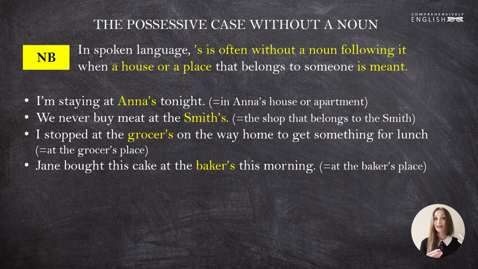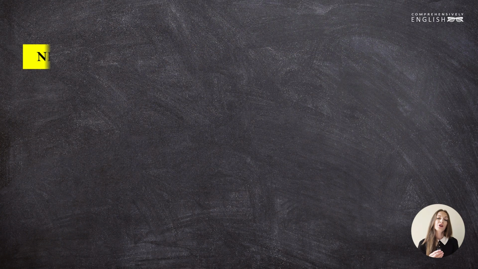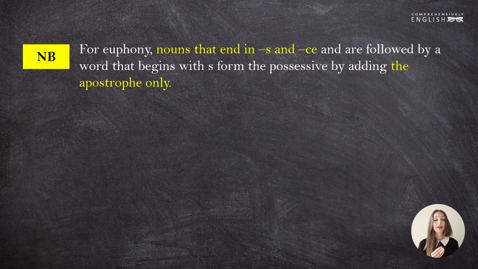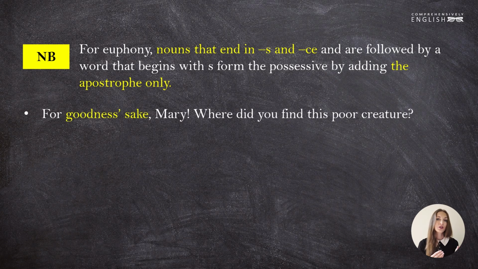Again, the baker's place. For euphony, nouns that end in S and in CE and are followed by a noun that begins with the letter S form their possessives by adding the apostrophe only. For instance, for goodness sake, Mary, where did you find this poor creature? Goodness sake. There are already 3 letters S. There is no need to add one more.